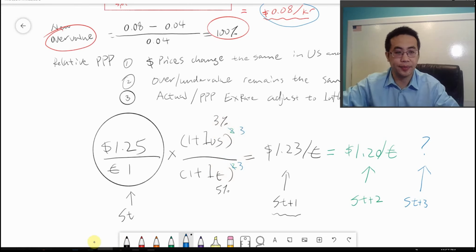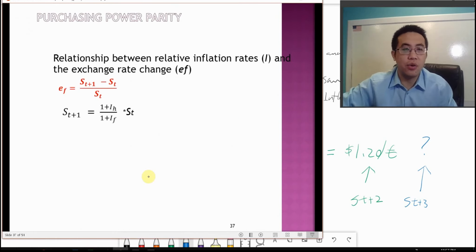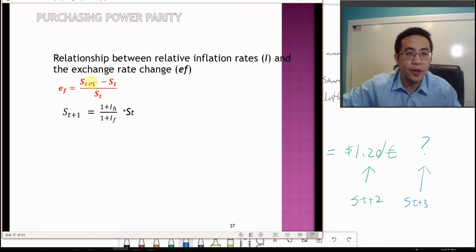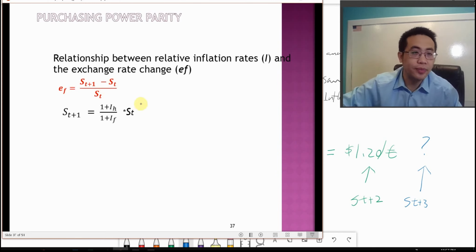So the change of exchange rate could be expressed as the exchange rate later minus the exchange rate now, divided by the exchange rate now. It is the definition of appreciation or depreciation. If the value is positive, that's appreciation, negative, depreciation. And also, we just developed this formula.